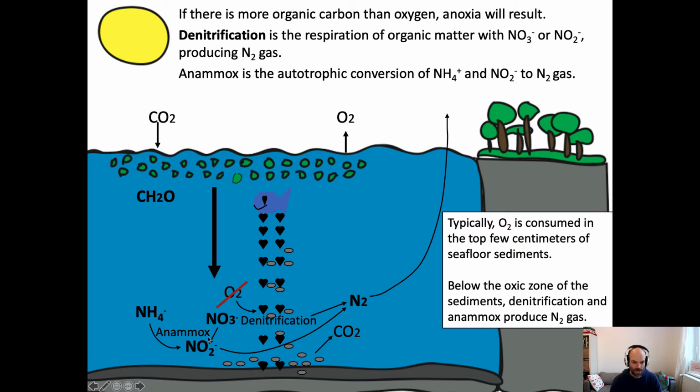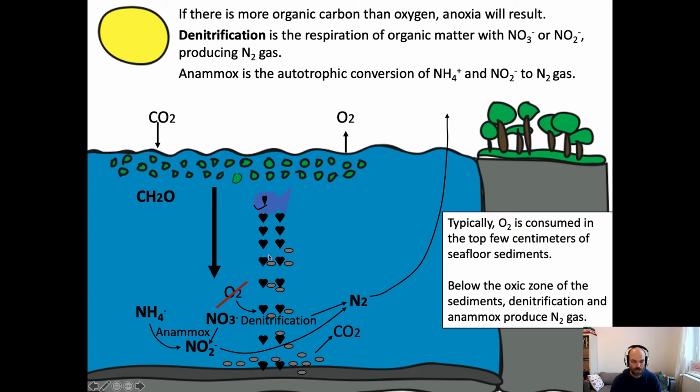The anammox bacteria are autotrophic. They do not need the organic matter, and they still produce N2. Okay, now where this happens, again, is where you run out of oxygen. Typically, that happens in sediments, where the oxygen is consumed very quickly in the first few centimeters of the sediments. And that's because the sediments are packed so tightly together that oxygen can't diffuse faster than the microbes can consume it.